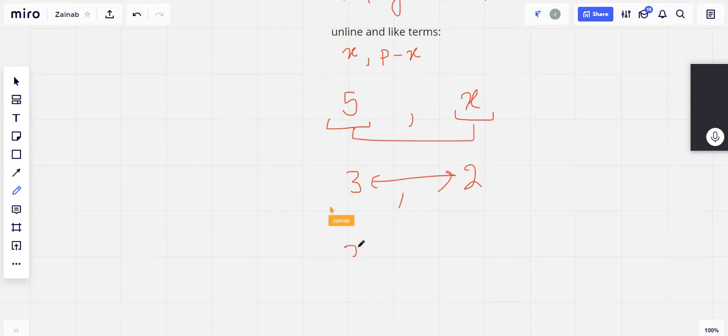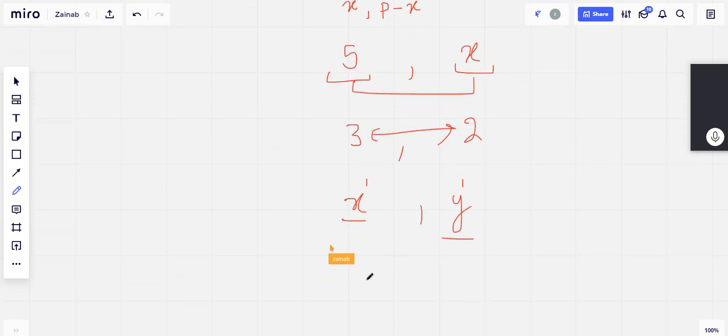And if I write x and y, they both are also unlike terms because the variables are different. That's true that the powers are the same, so we just don't look at the powers. We also look at the variables. Variables also need to be the same. And if variables are the same but powers are not, still they are not like terms.